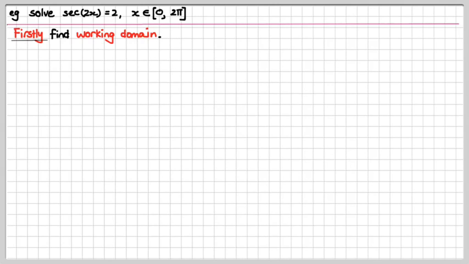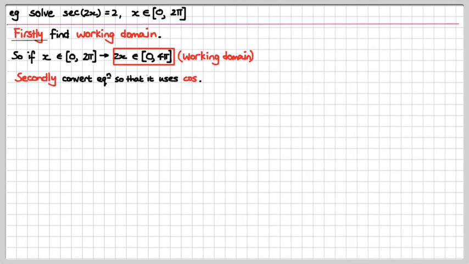This is the Wolfman approach. Firstly, find the working domain. If x goes from 0 to 2 pi, I need to know what's in that bracket, because that's what I first have to solve for. So 2x will go from 0 to 4 pi. That's really what I'm going to be working with to capture all my correct solutions before I finally solve for x. So that's the working domain.